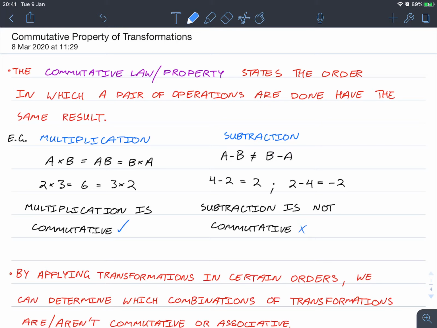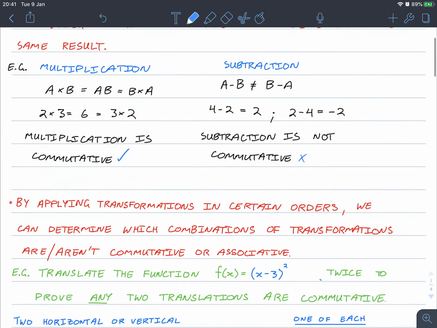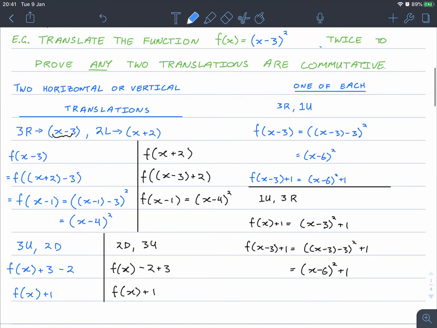In the previous video on this topic, we saw how any two translations are commutative, even if it's two horizontal, two vertical, or one of each, one vertical and one horizontal. And if you switch these around, it doesn't matter what order they're done in, any two translations are commutative.